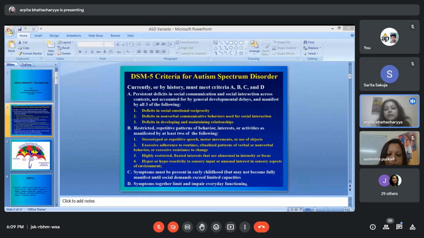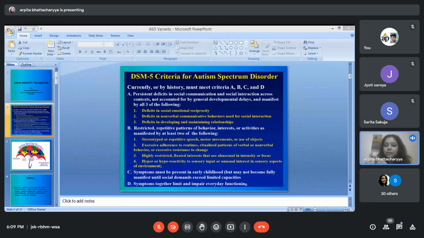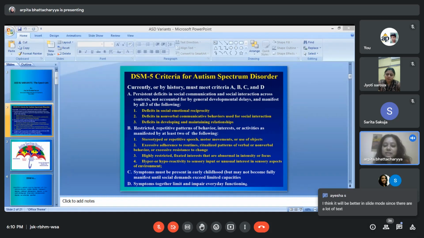The major difficulties are in three areas. The first one is the communication area. There will be speech difficulties. There will be difficulty in understanding language we speak generally. There will be difficulties with understanding social cues. Like you can make out from most of us, we can usually make out from our facial expressions whether we are feeling happy or whether we are feeling sad.